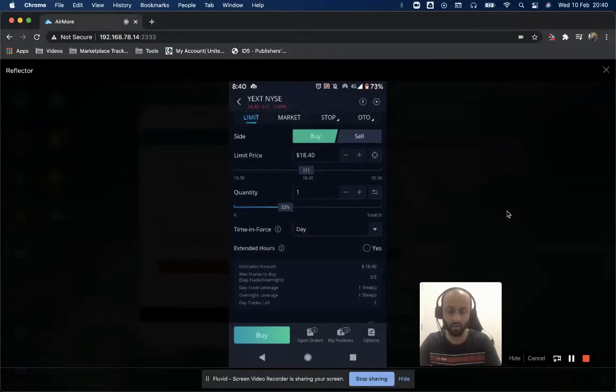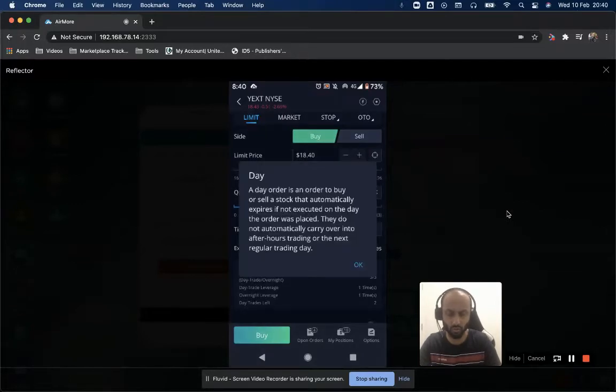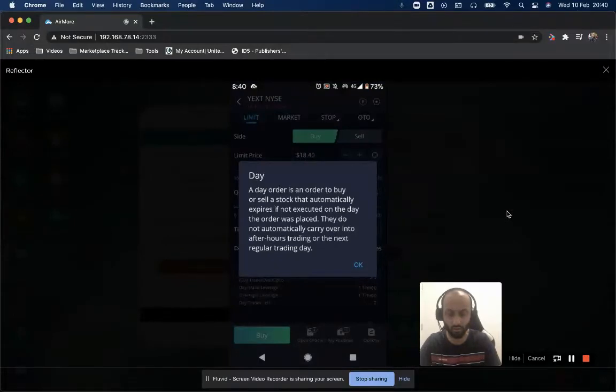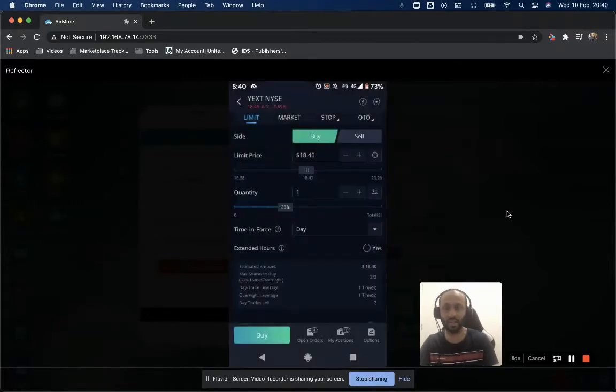And usually you want to keep this as good till canceled. If it's day, then it has to be bought today by the end of the day. A day order automatically expires if not executed on the day the order is placed. So day means that it has to be bought today. If the price doesn't drop there, then the order is canceled and you have to redo all of this. So I always recommend good till canceled, whether you're buying, selling, or putting a stop loss.